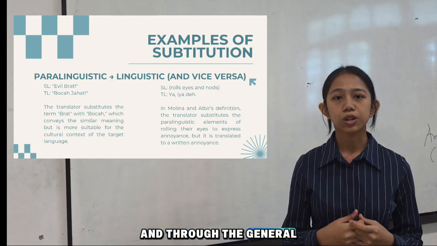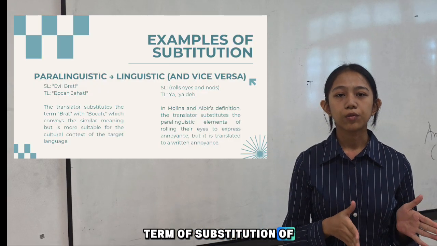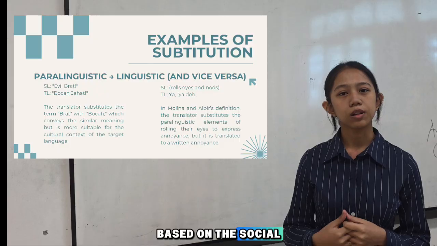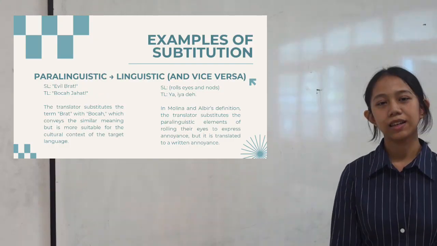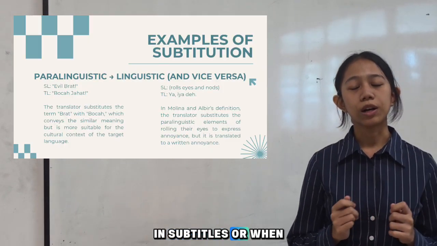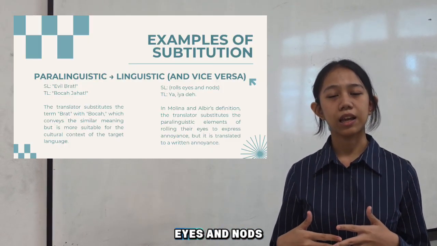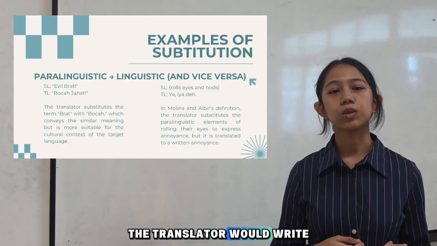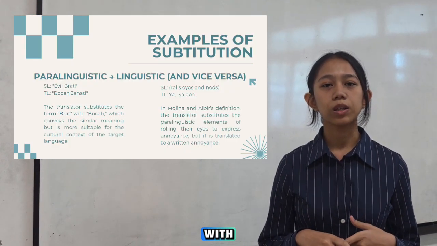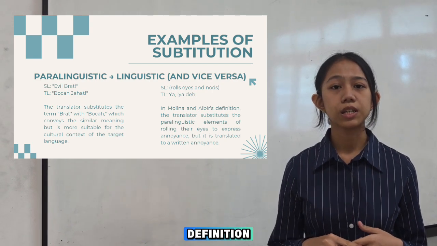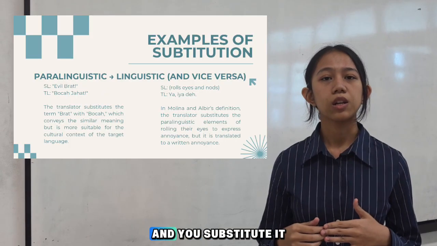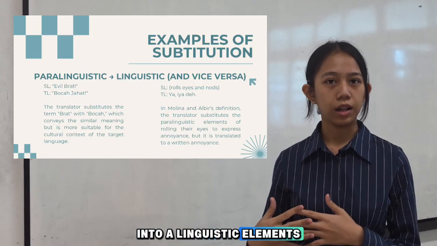Through the general term of substitution, words are basically substituted based on the societal or cultural context. The same examples can mostly be found in movies and their subtitles. When an actor rolls his eyes and nods, the translator would write the subtitle as "Yeah, yeah, I did." This is in line with Molina and Albir's definition, where you take a paralinguistic or non-verbal action and substitute it into linguistic elements.